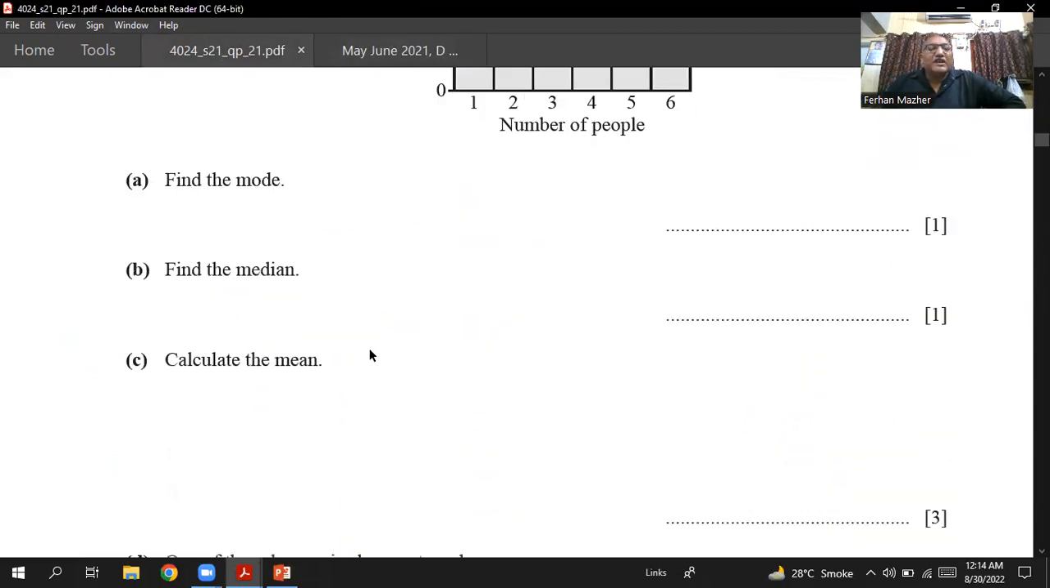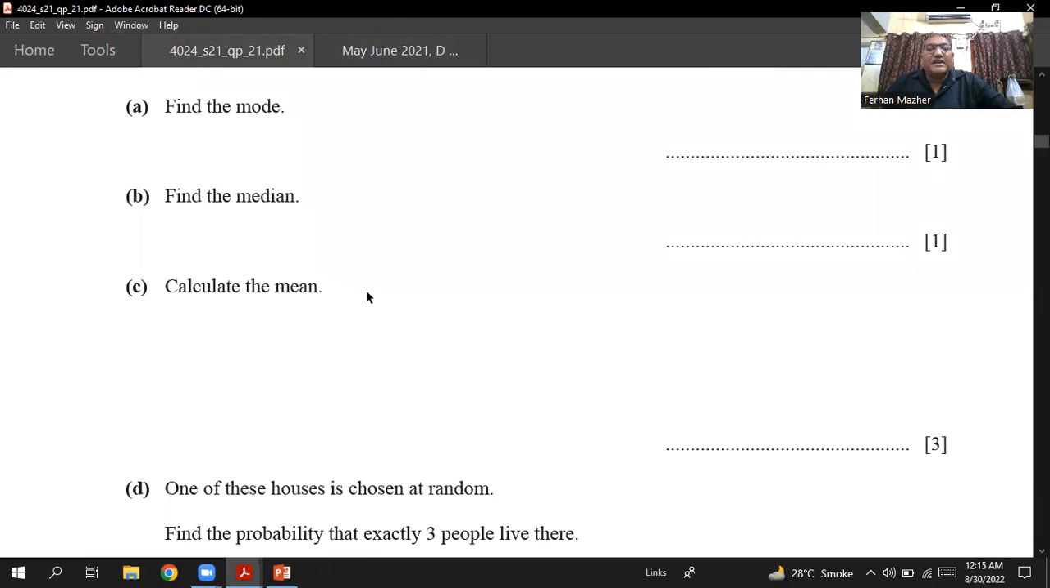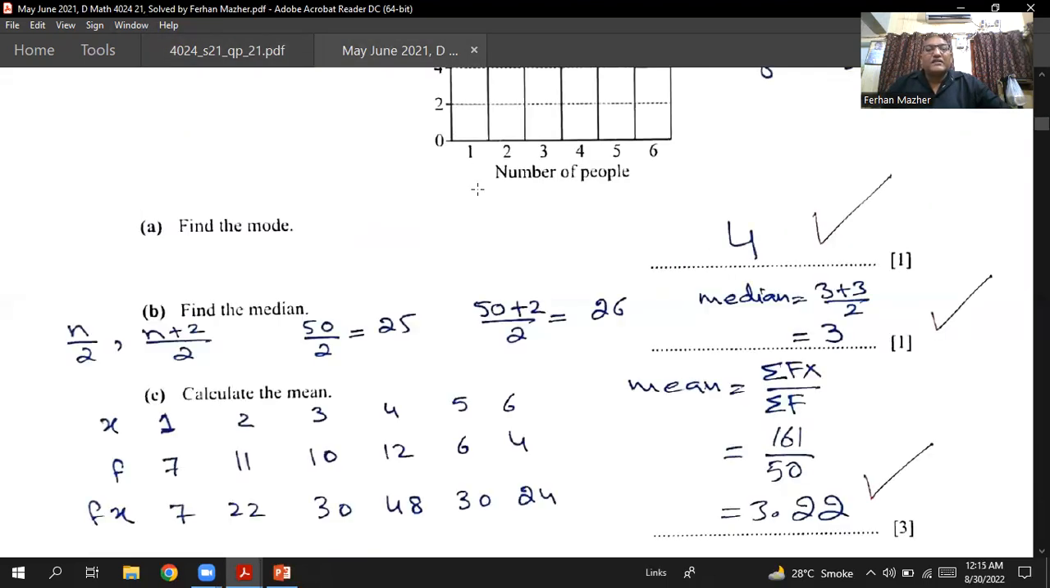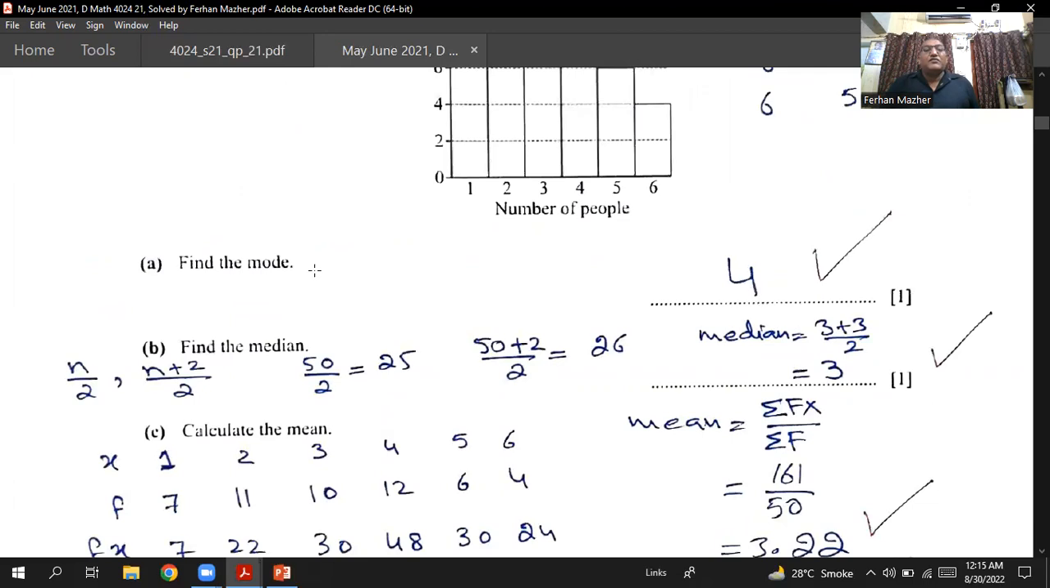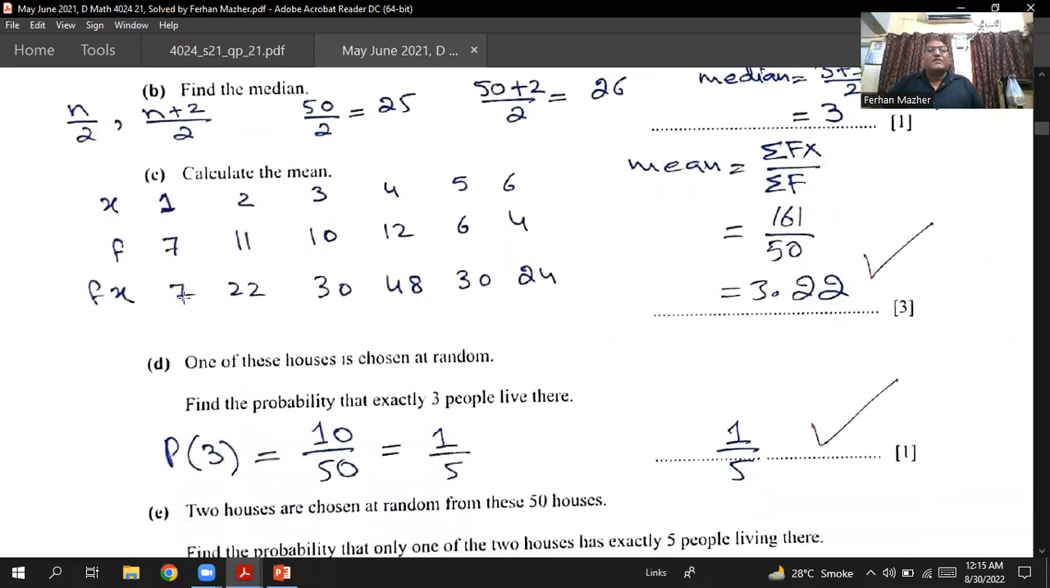Okay, the next question they are asking is find the mean, and it's the 3 marks question. So we will write the x value, we will write the f, their frequency, and then we will find the fx. For 1, the frequency is 7. For 2, the frequency is 11. For 3, the frequency is 10. For 4, the frequency is 12. For 5, the frequency is 6. And for 6, the frequency is 4.